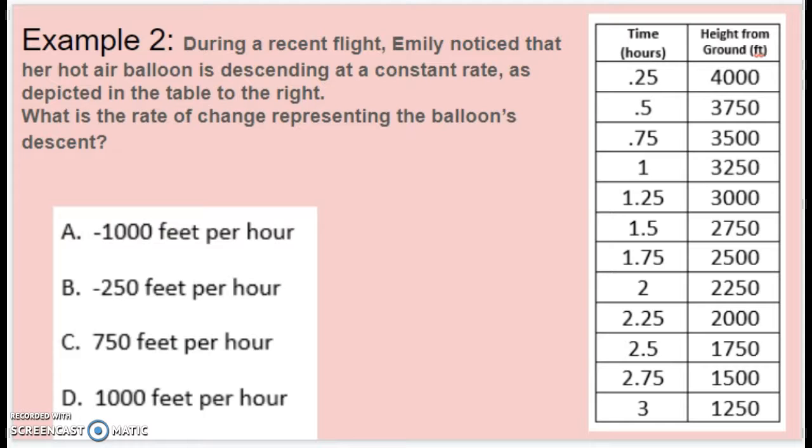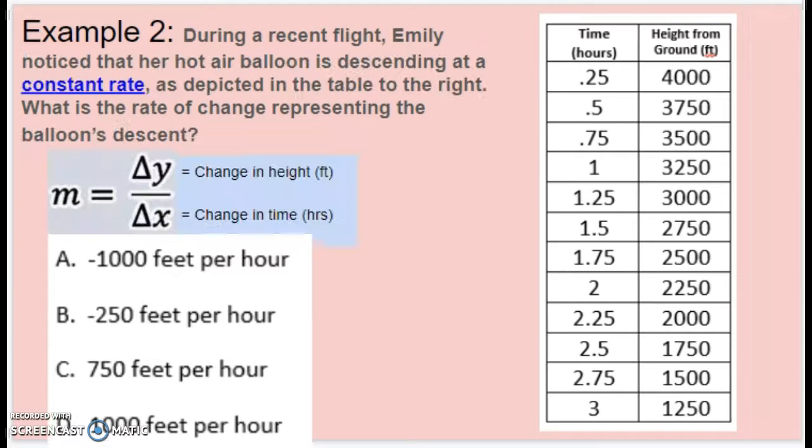Another way you can find rate of change is from a table. So in this example, Emily is noticing that her hot air balloon is descending at a constant rate. Now you notice that constant rate is going to imply that we're going to have a linear representation. So I can already say, all right, we're descending, that's the rate of change because it says it's constant. So I'll pop these back into my mind, the delta y over delta x, noticing that in the table the x is time in hours, and the y is the height from the ground in feet.